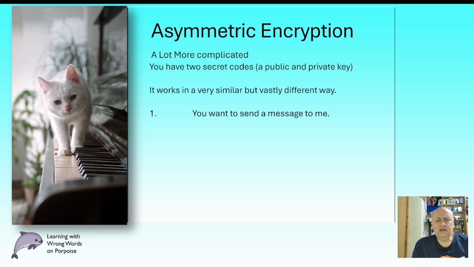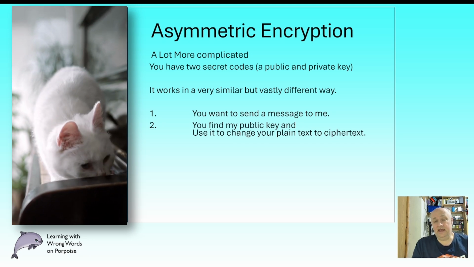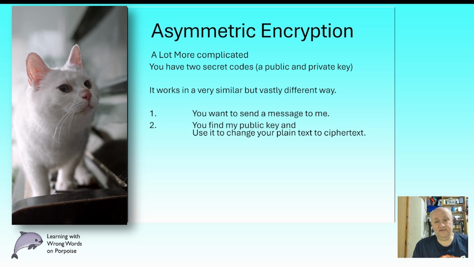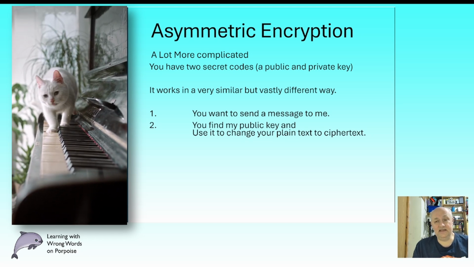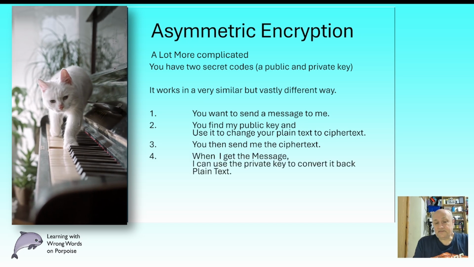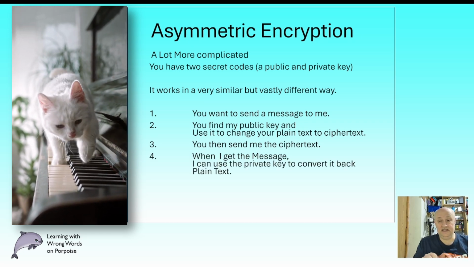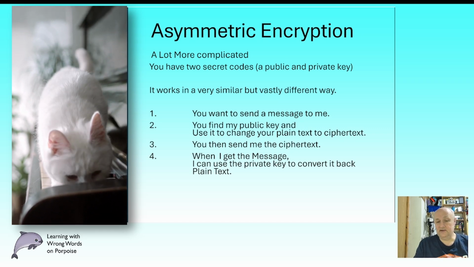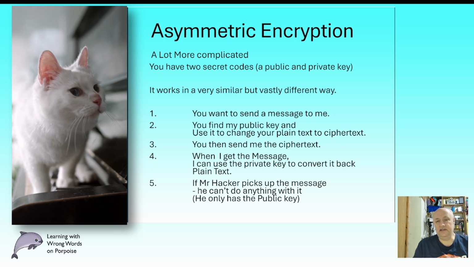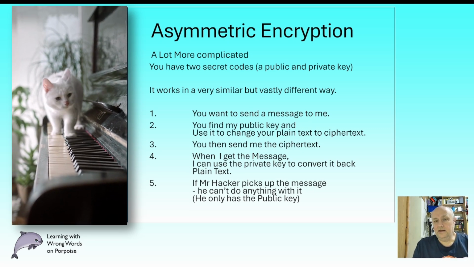So let's say you want to send me a message. You find my public key. You use it to change your plain text into ciphertext. So you're encrypting that plain text into ciphertext. You send me the ciphertext. When I get the message, I get out my private key and I decode the message, and it makes sense. If Mr. Hacker picks up the message, he can't do anything with it. He's only got access to the public key. So it's going to remain gibberish to him.